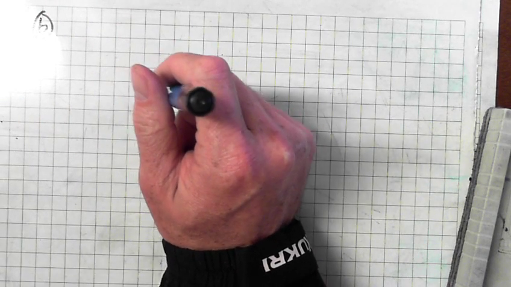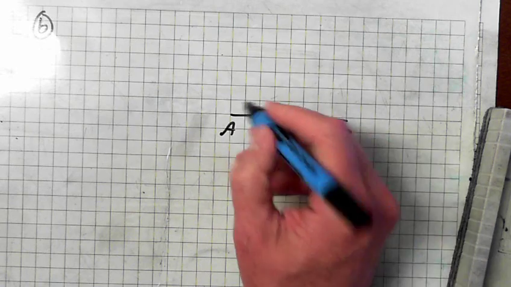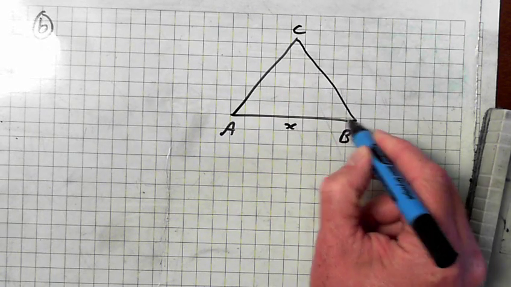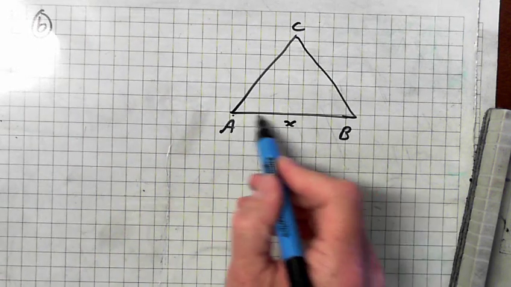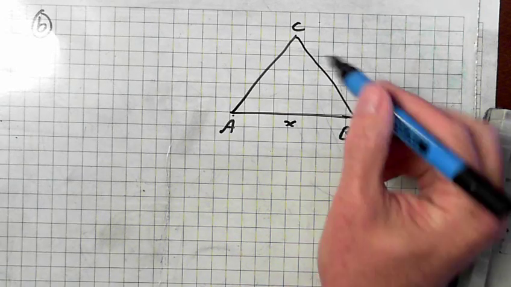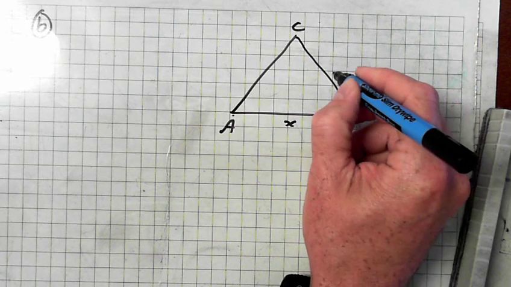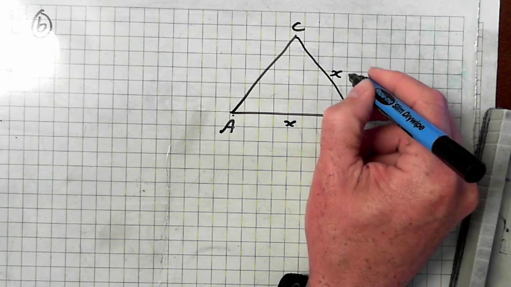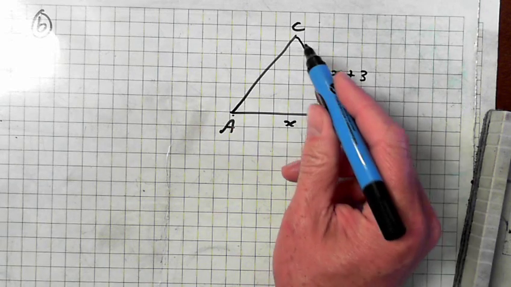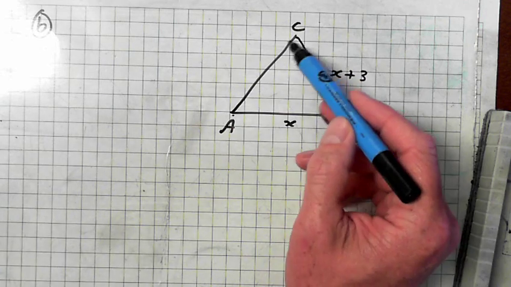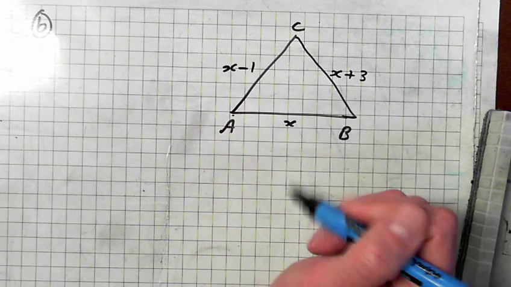Part B. The side AB, so that's A, B, and it's the distance of x. And then we have C up there, right? If AB, that distance there, is x, and BC is 3 centimeters longer than AB, look it up. If this is 3 longer, it's x plus 3. This side is 3 centimeters longer than that one. So this is x plus 3. And CA, this one here, is 1 centimeter shorter than this one. So that's x minus 1. You get that?